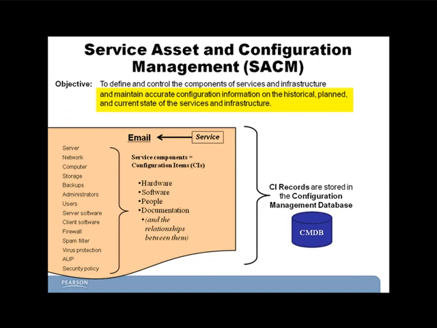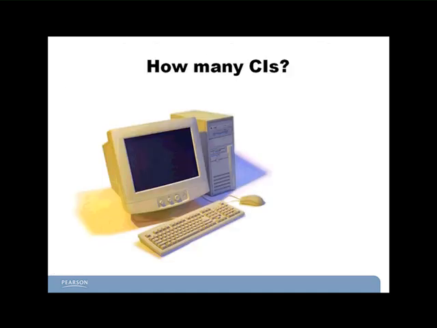But for now, let's try something. Using the information we just learned on this slide about what configuration items are, count up the number of CIs in this image. I'll give you a few seconds. When I do this exercise in a class, some students say it's 1 CI. It's Sally's workstation. Some people say it's 4 CIs. We have the monitor, we have the box, we have the keyboard, and we have the mouse.